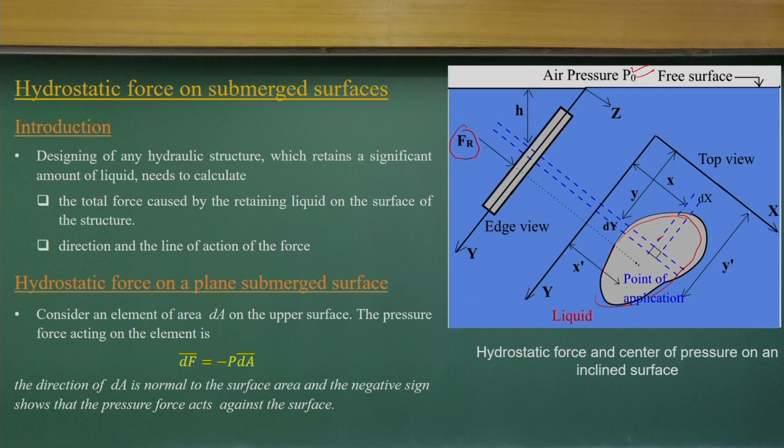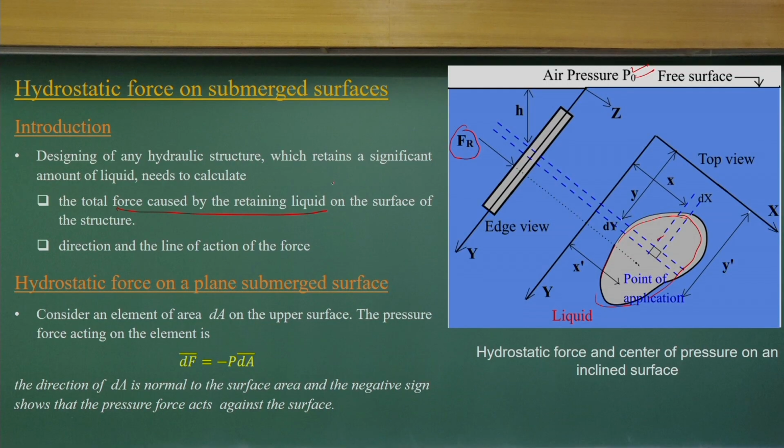If we know these two things, then we can design what type of material is to be used and what type of lifting arrangement should be there, if this is equivalent to a gate condition. The submerged plate can be considered as a gate. So, we are looking at the total force caused by the retaining liquid, its direction and line of action. The direction will always be perpendicular to the surface, and the line of action of the force is the center of pressure.